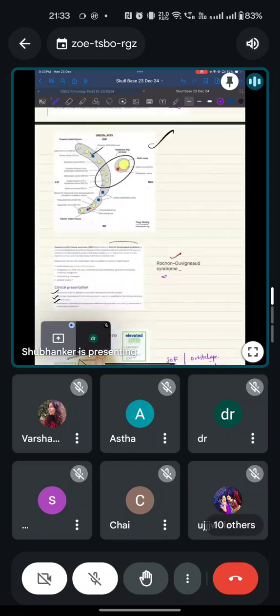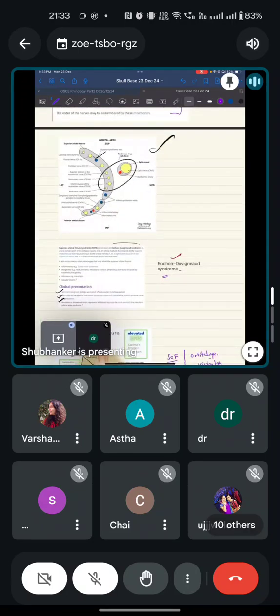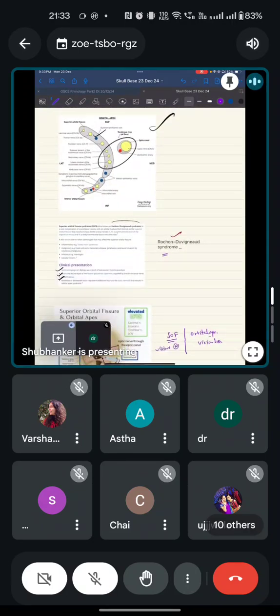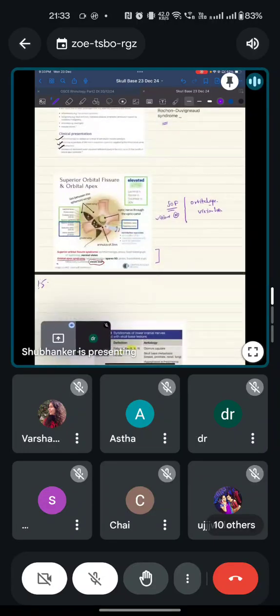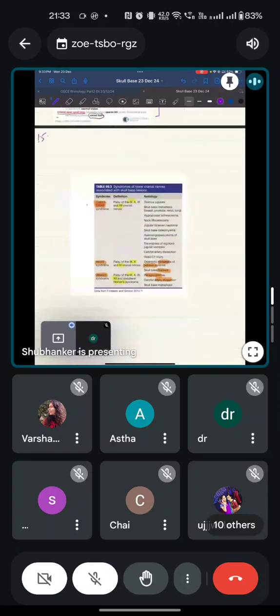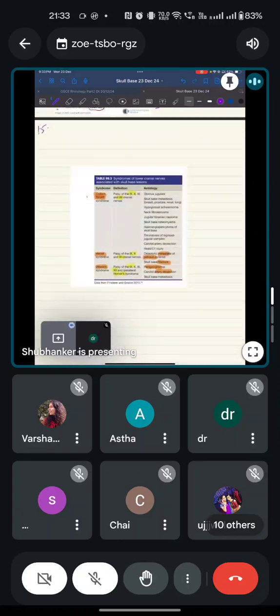They might give you an anatomical question or a radiological question. They'll ask what is Rochon-Duvigneaud syndrome, what are the contents, what is the syndrome, and give one difference between superior orbital fissure syndrome and orbital apex syndrome. So please don't make a mistake. This is the only one difference you have to learn. We saw these syndromes in a slide before: Collet-Sicard syndrome, Vernet, and Villaret. This we saw in detail.